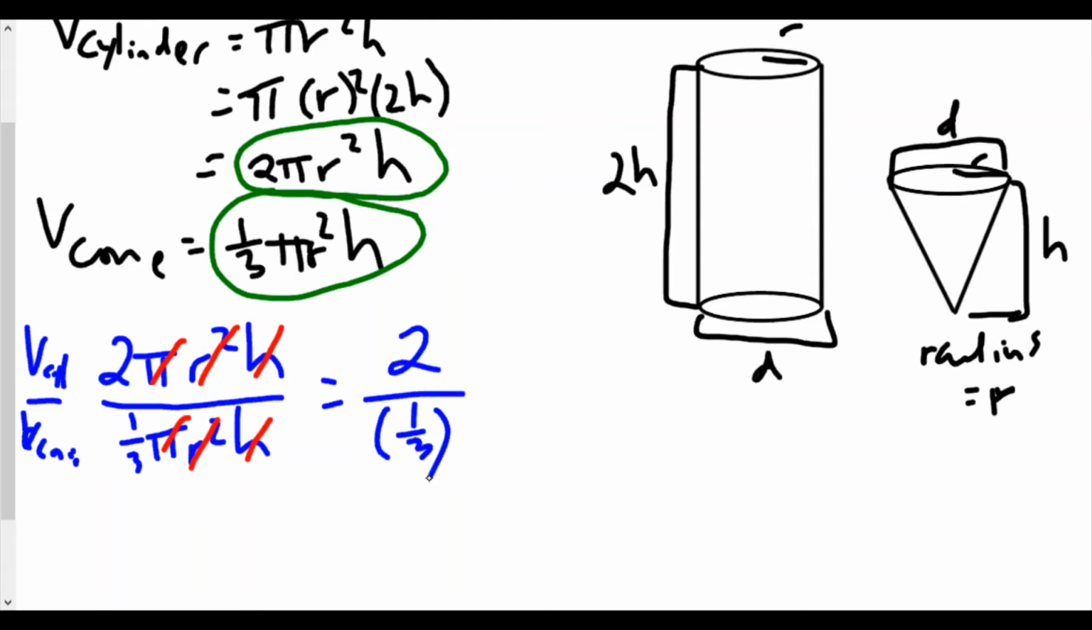Now we will use, in this case, what we normally do with dividing fractions. This is the same thing as 2 divided by 1/3. And some of you guys learned this whole thing with dividing fractions. We'll keep the first number the same, change the division to multiplication, and take the reciprocal or flip the second fraction. So also known as keep, change, flip.